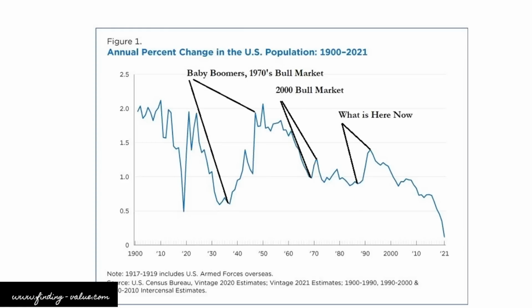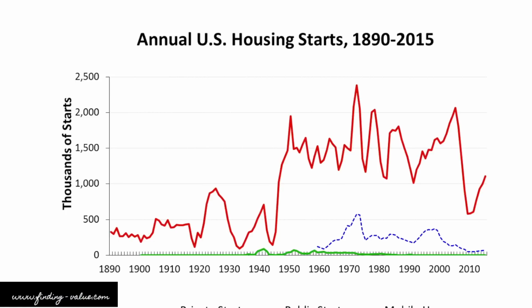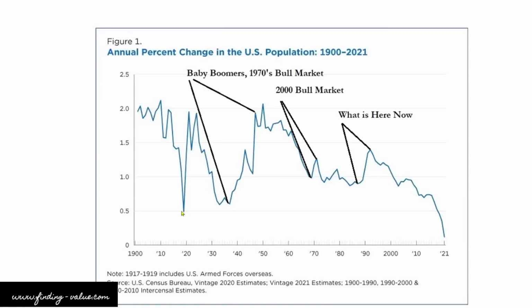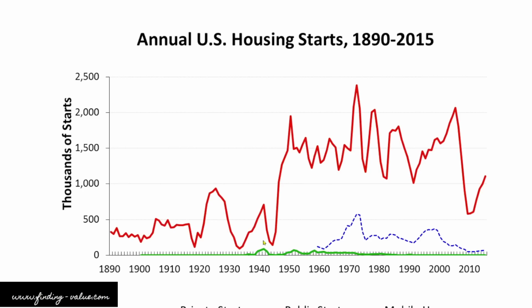So if we were to look at the long-term annual U.S. housing starts from 1890 to 2015, we can see some things here. We can see that large demographic from 1940. That's this demographic right here. If you add 20 to 25 years, that puts you in this general vicinity right here.